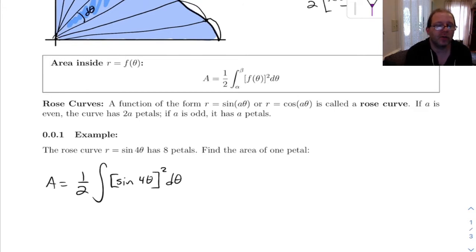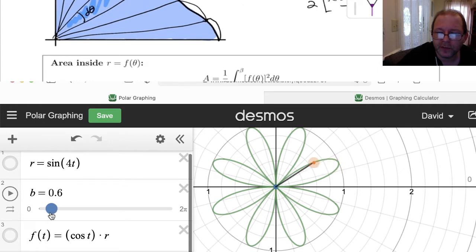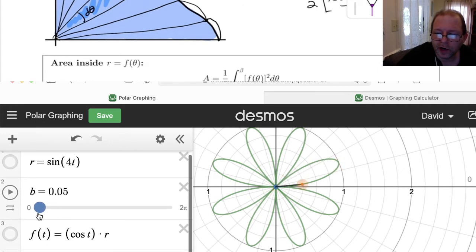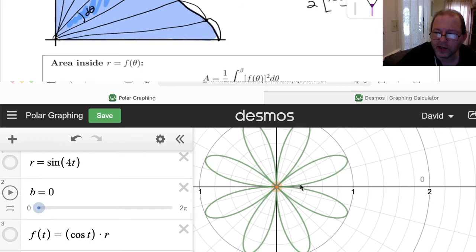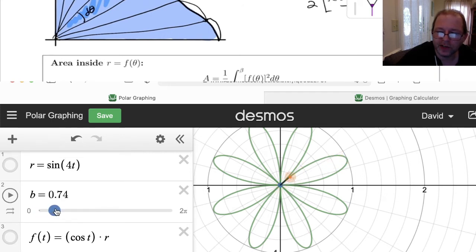The tricky part here is figuring out what those endpoints are. So we've got to find the endpoints of one petal. There are a couple of ways we could do this. I want to look at it on Desmos, and I want to work it out manually. So sine 4 theta, I've already got drawn in here. We want to figure out what is the starting theta and the ending theta for this first petal. Well, the starting theta is 0. The ending theta is like 0.75 radians.